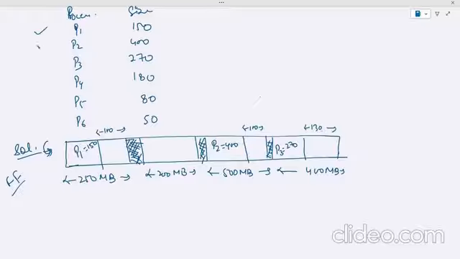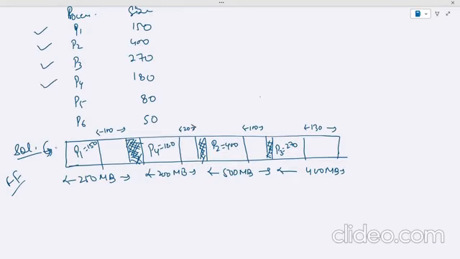So P1 is completed, P2 is completed, P3 is completed. Now it's time for P4. 180 of space. Start from the beginning, 100 MB, P4 cannot occupy this. Now the second block, 200 MB of space and P4 is 180, so definitely P4 gets this space. Now the space left is 20. Okay, and P4 is also completed.